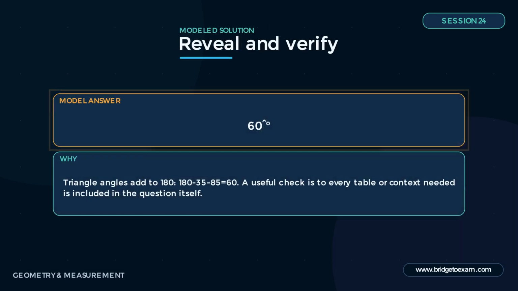The model answer is 60 degrees. Triangle angles add to 180, so 180 minus 35 minus 85 equals 60. A useful check is to make sure every table or context needed is included in the question itself. Use this coaching check as well. Keep an error log with 4 labels: classification, formula, arithmetic, and unit, so review targets the actual reason for each miss.